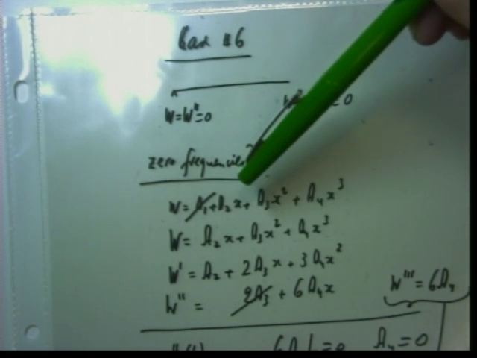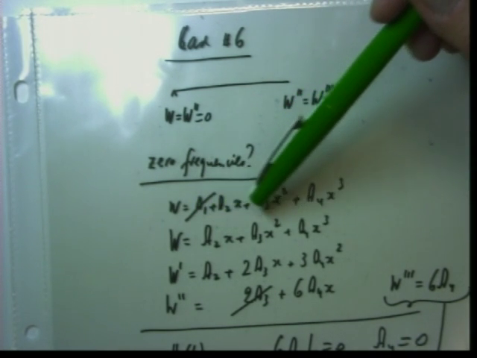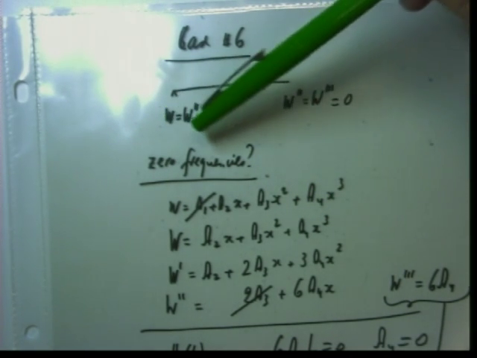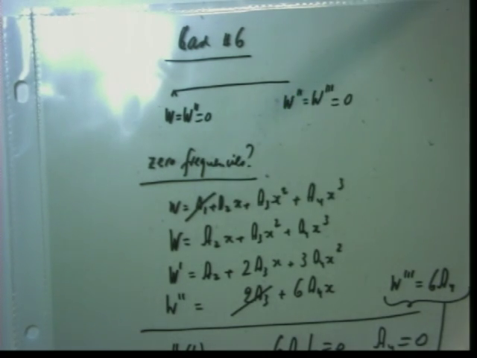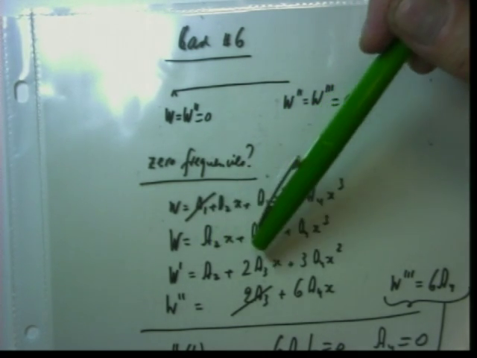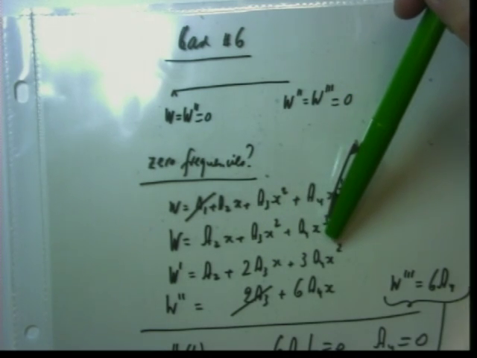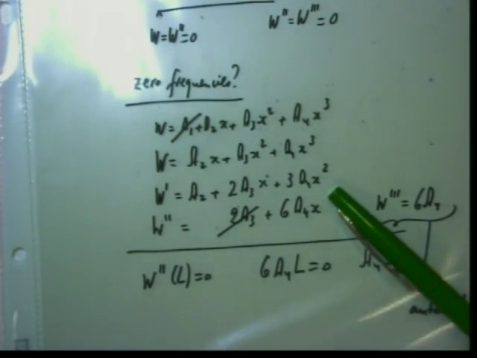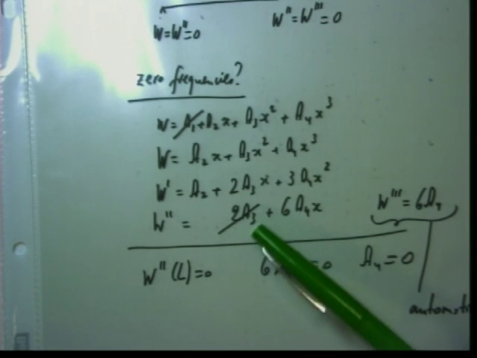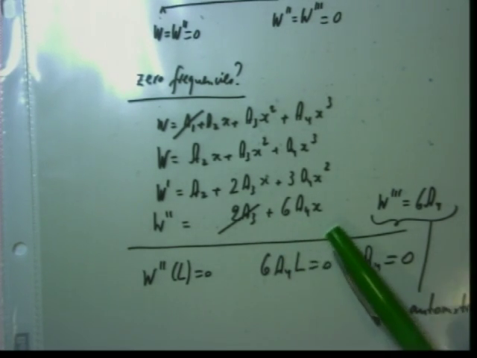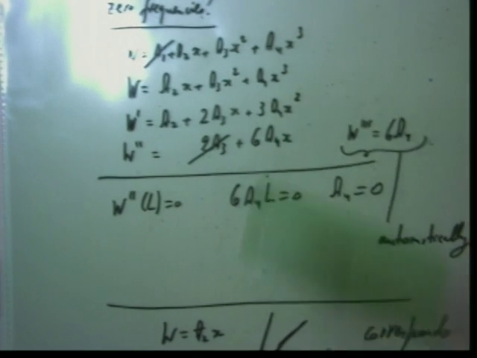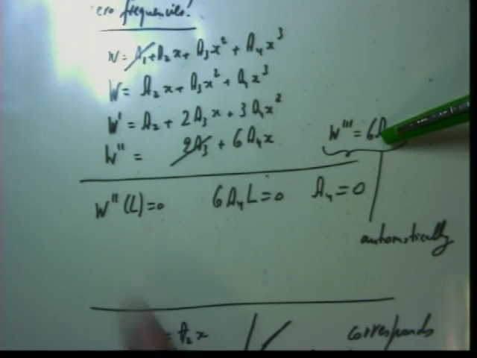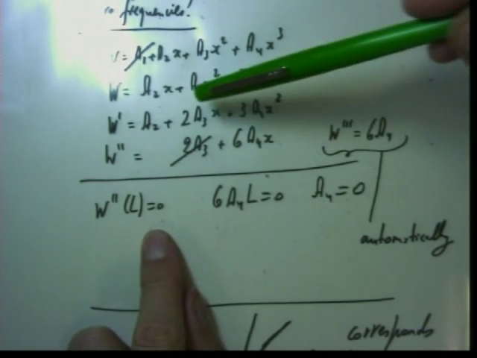So if the frequency is zero, then the solution is like this: a1 plus a2x plus a3x squared plus a4x cubed. But w at zero must equal zero, so a1 must be zero. Therefore, w is a2x plus a3x squared plus a4x cubed. First derivative is a2 plus 2 times a3x plus 3 times a4x squared. Second derivative equals 2a3 plus 6a4x. Third derivative equals 6a4. Now, second derivative equals 0 at L.